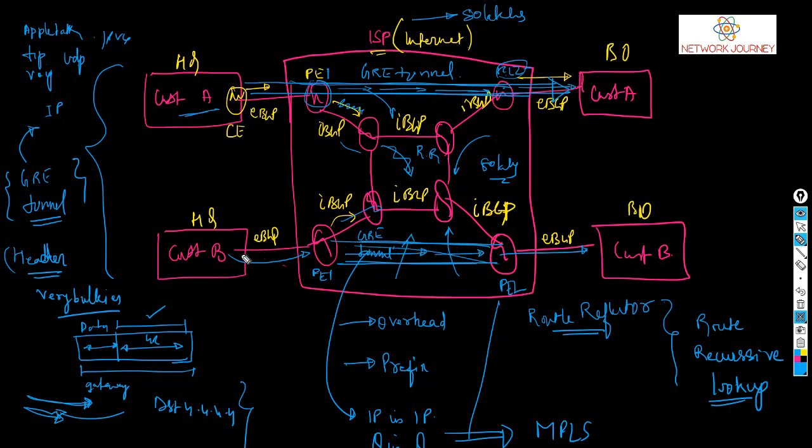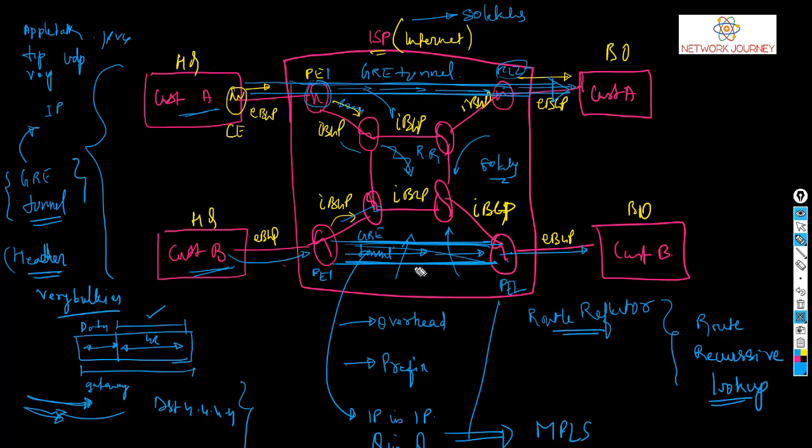That is, if something is coming from customer B to the provider H, the traffic will not be sent to the IBGP. Instead, it will be sent over this MPLS tunnel, and it will go to the PH2, and then it will come to the customer. Okay, now that's the concept behind MPLS.